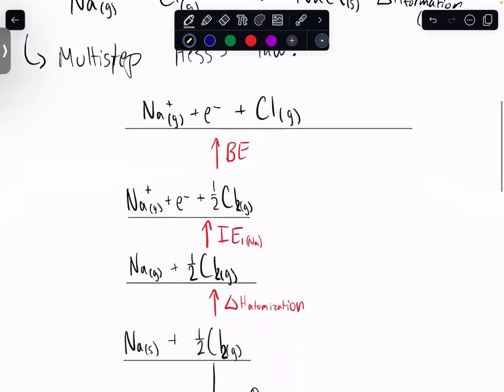The next step of this is adding an electron to the chlorine. And if you look, we already have an electron in our equation, which is perfect. So chlorine readily accepts electrons. This is called electron affinity, and that is an exothermic process for chlorine. So this is going to be called our electron affinity. And I'll write these values out. Electron affinity. And that before was bond energy.